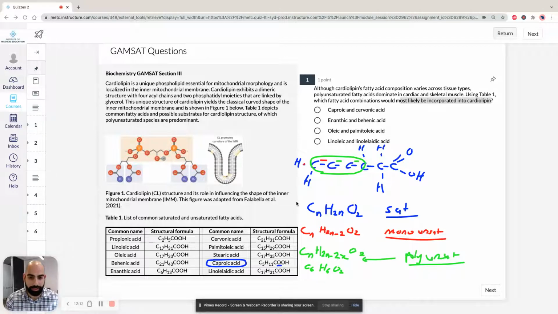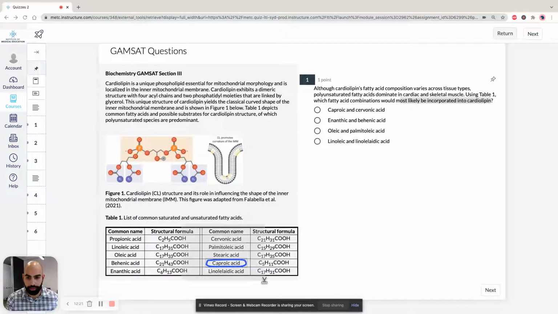Now that we have these formulae, you can pause the video here and try to see if you can figure out what degrees of saturation are all of these fatty acids. So I'll give you a moment and then we can come back with the answer.